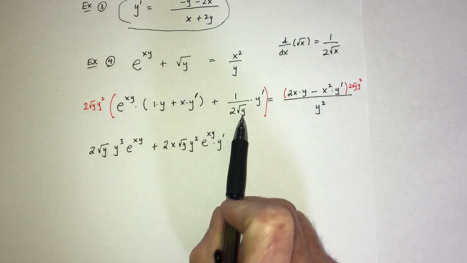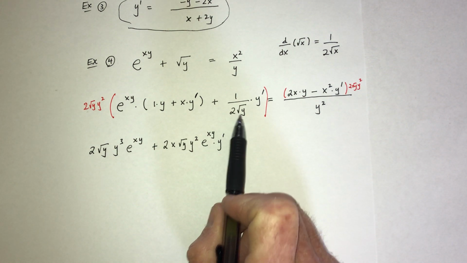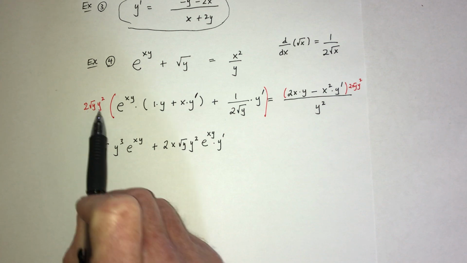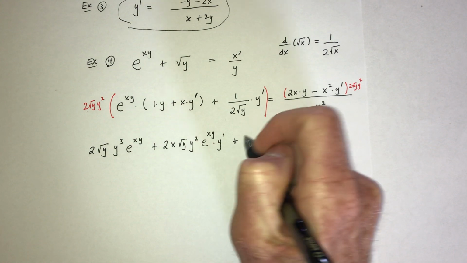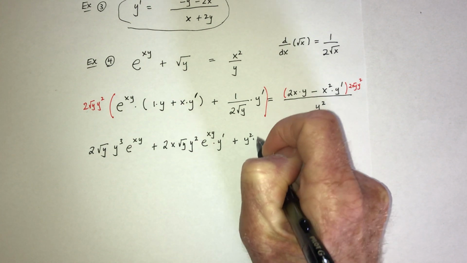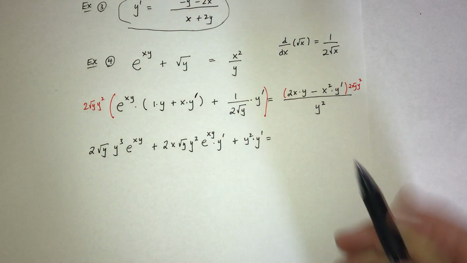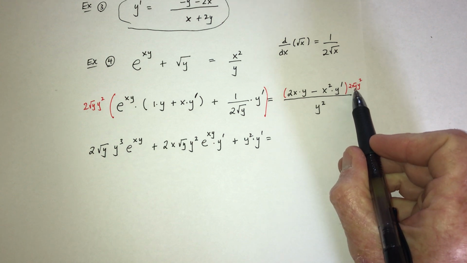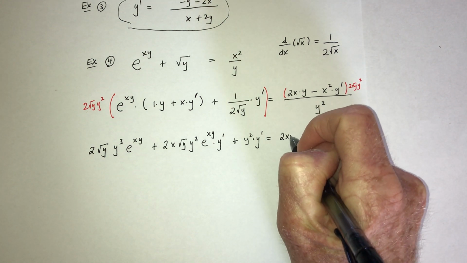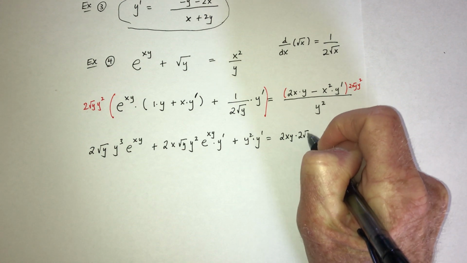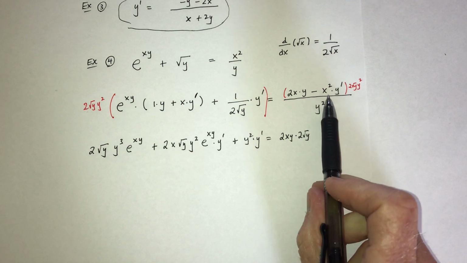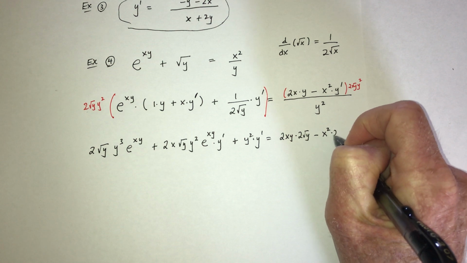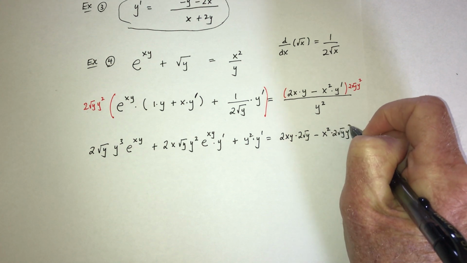Now when you multiply this over here, of course the 2 and the square root of y will cancel. So we just need to distribute the y squared over to here. So plus y squared times y prime. And then on this side, the y squareds are going to cancel. So I just need to distribute 2 and square root of y. And then distribute it to here, so there's going to be minus x squared, and then 2 square root of y, y squared, times y prime.